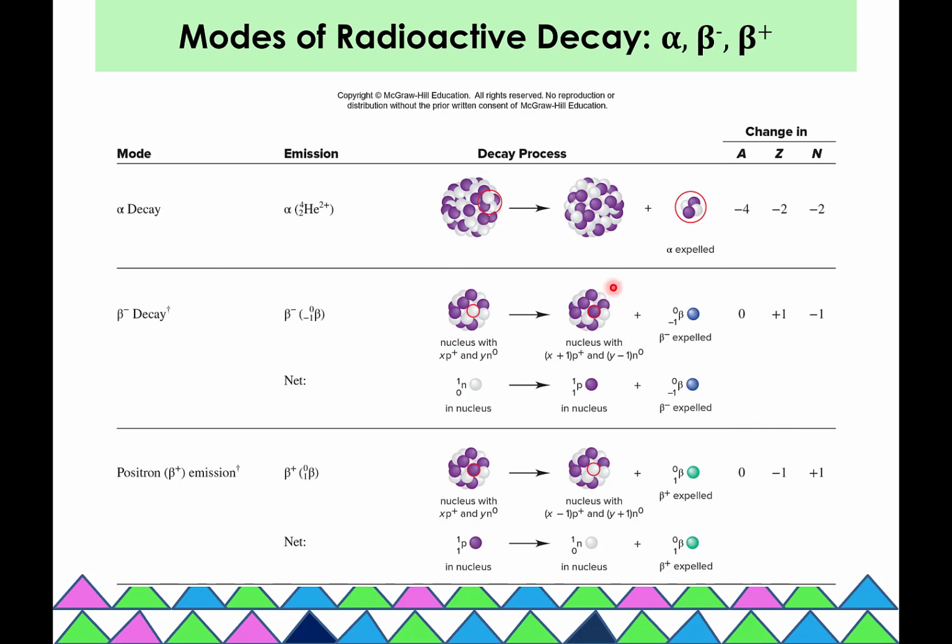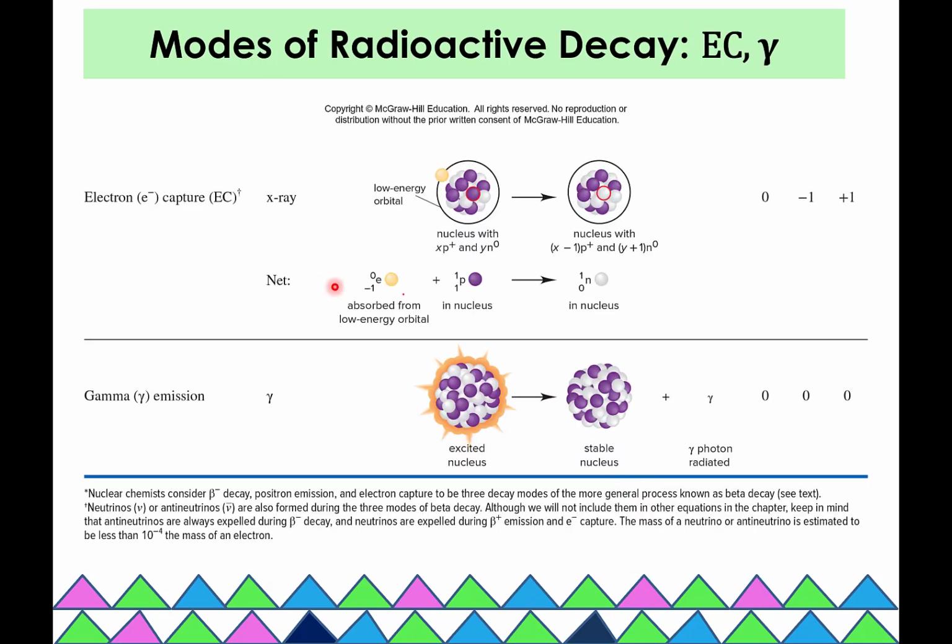This is just one more overview. This is a figure from your textbook that just shows alpha decay, beta decay, positron emission. So again, beta decay, a neutron's being converted to a proton. Positron emission, a proton's being converted to a neutron. And with electron capture, a proton is also being converted to a neutron. With gamma emission, we have an excited nucleus, and when it goes to a more stable state, a gamma photon is released.